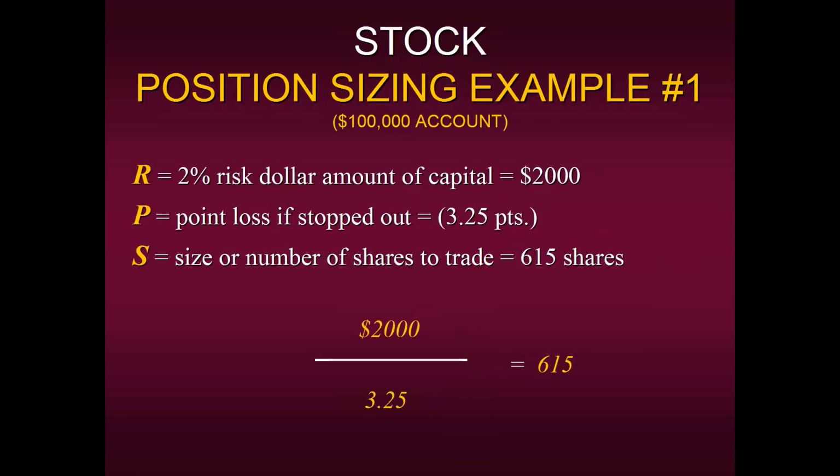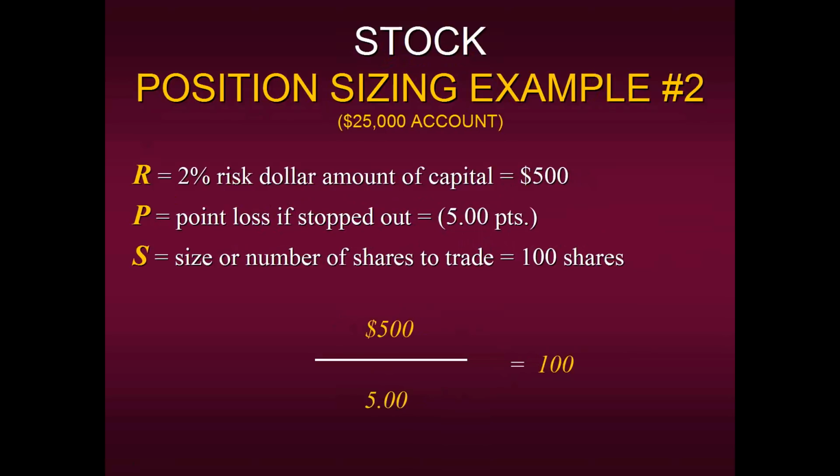All right. So let's say we have a $100,000 account. 2% of that equals 2,000. So R equals 2,000 right here. Now the points lost. What if we're stopped out? Well, according to our plan, we'd be stopped out at 3.25 points. That's how much we'd lose. So P equals 3.25. So what you want to do is divide 2,000 by 3.25. This gives you 615. So that's the amount of shares you can trade. And you can round that off to 600 shares. It's up to you, but 615 is the basic amount you can trade for this particular setup.